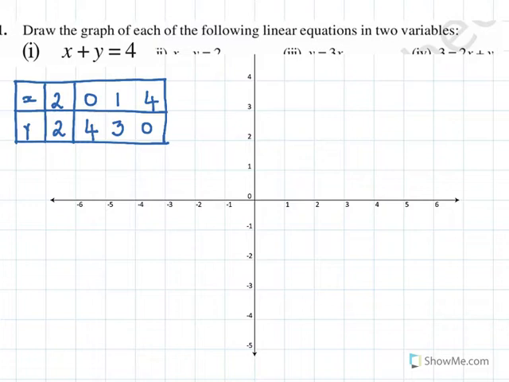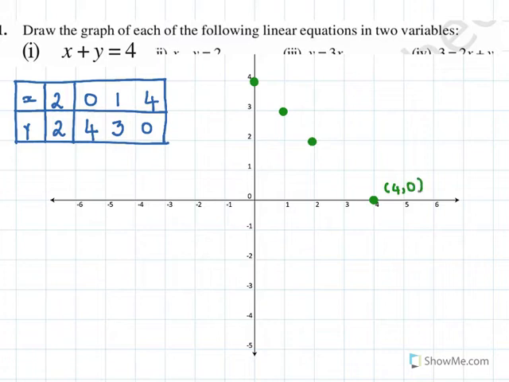Let's go ahead and plot these points. (2, 2) would be here. Then (0, 4). x equal to 0 will be on the y-axis, so (0, 4) would be here. (1, 3) here. (4, 0). Y is 0, so it will be on the x-axis. So these are your points. You need to write these points.